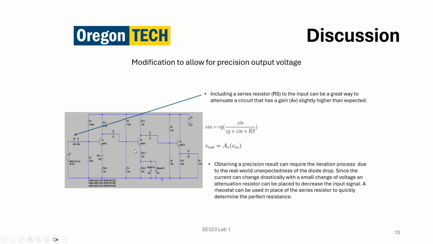It's easier to make an amplifier that has more output than you need, because you can just add a series resistor at the front and attenuate the signal, right? If you have a series resistor, you're just adding another element to your voltage divider.